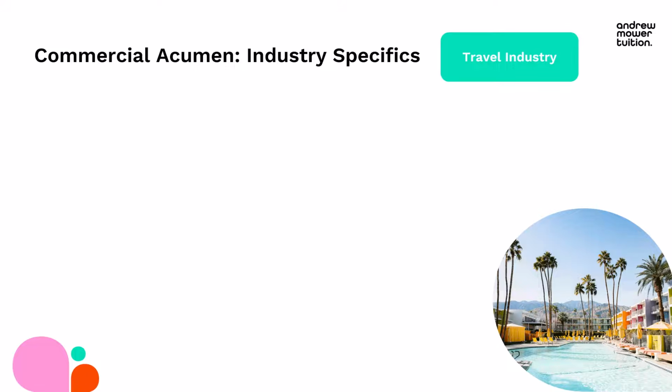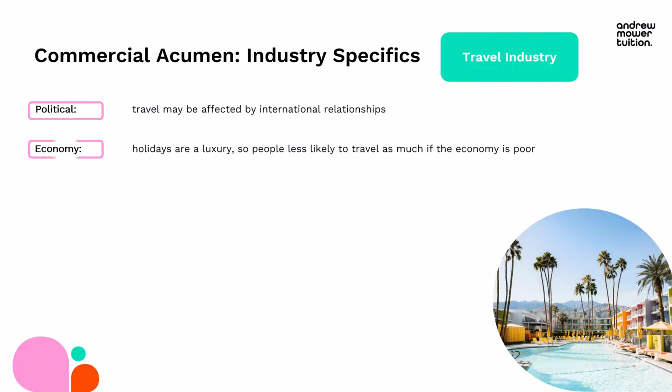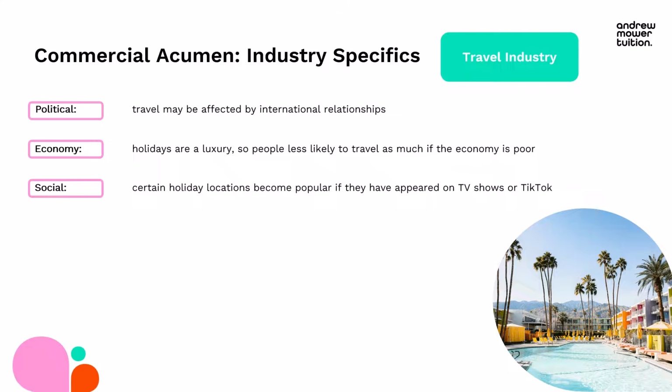So for the travel industry, for example, we might want to think about some political factors. So you could say, oh, travel may be affected by these international relationships. The economy is going to be huge for the travel industry, isn't it? Holidays are a real luxury. So if the economy is quite poor, maybe less travel expected. Social factors you could bring in. So certain holiday locations become popular. If someone's been there on TikTok and done a little video of them on this beach, suddenly you get an influx of people visiting, or if it's been on TV shows. So that can be a big thing.